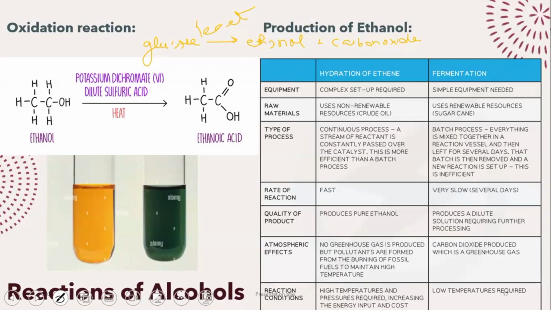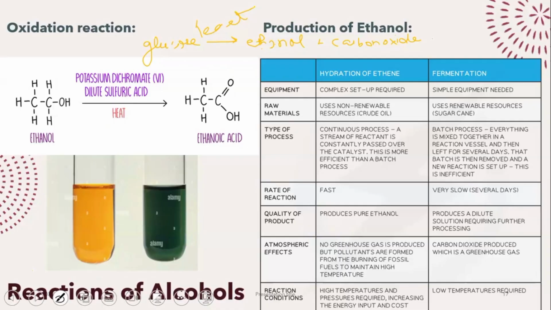The hydration of ethene always gives us pure ethanol. There are no impurities. We just get ethanol. On the other hand, fermentation gives us an impure ethanol because obviously it's going to have yeast cells inside of it. It's going to have any waste products that the yeast cells have made. So you're not going to get a very pure solution.